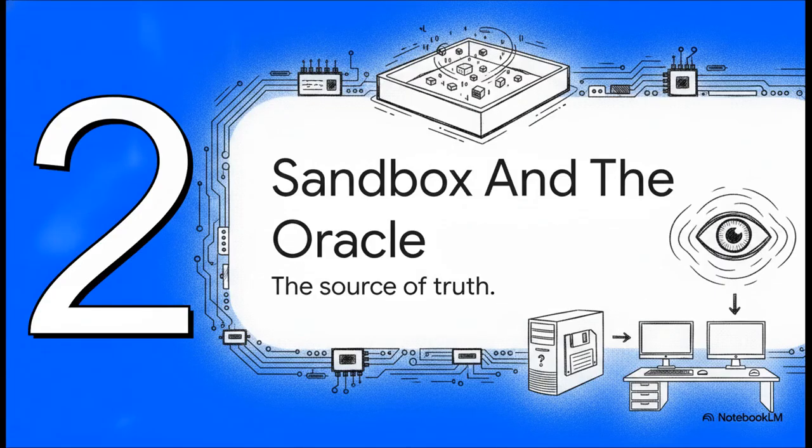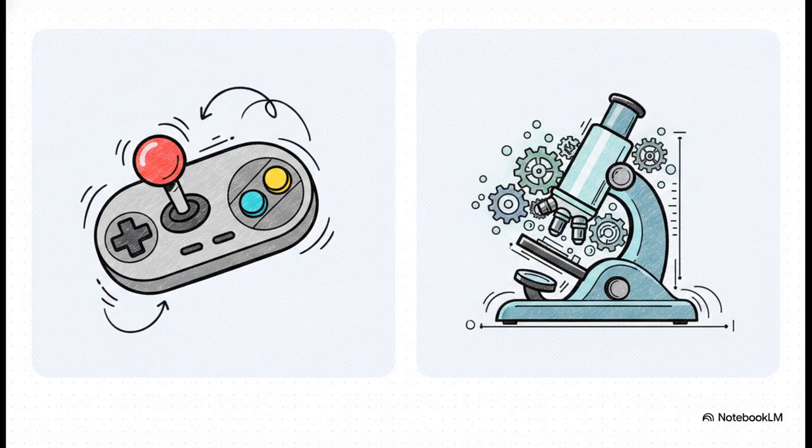Moving on to Section 2, the sandbox and the Oracle, establishing the unshakable source of truth. So to reverse engineer something this delicate safely, the AI actually had to build a custom 8086 interpreter and DOS/BIOS service environment. And this really perfectly illustrates the difference between its lab and what we're typically used to.